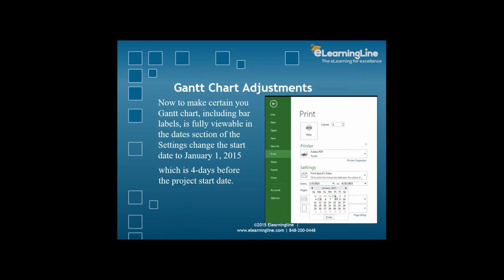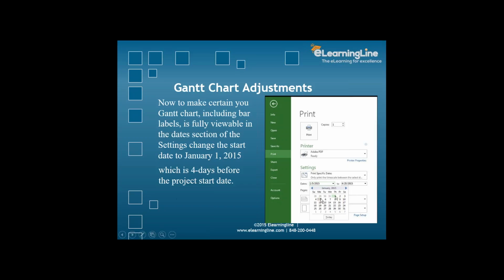Now we are talking about the Gantt chart adjustment. To make certain your Gantt chart, including bar labels, is fully viewable, in the date section of the settings, change the start date to January 1st, 2014, which is 4 days before the project start date. So now what happens to those 4 days? If it is January 4th, that is 4 days before the start date. So how does it look?